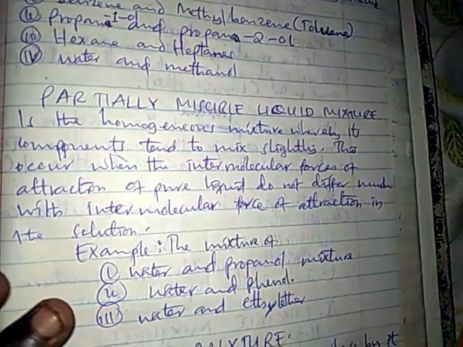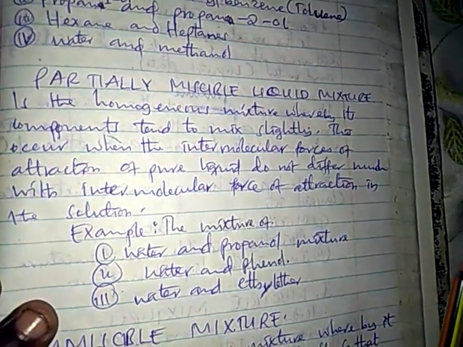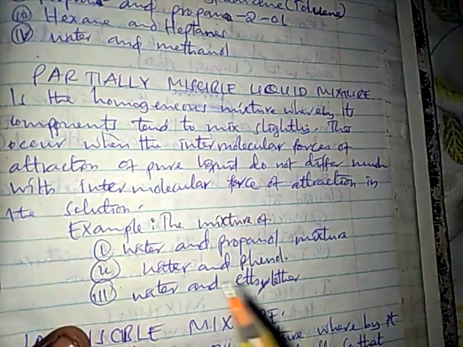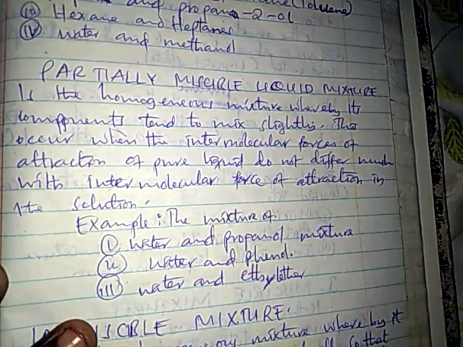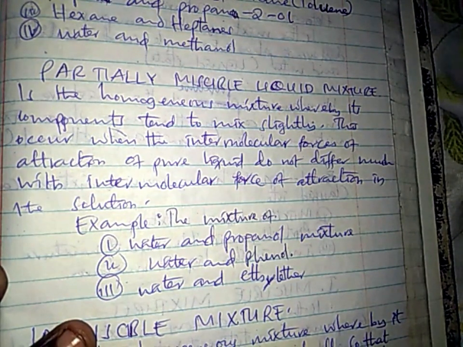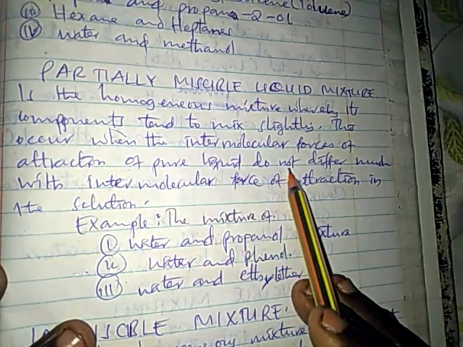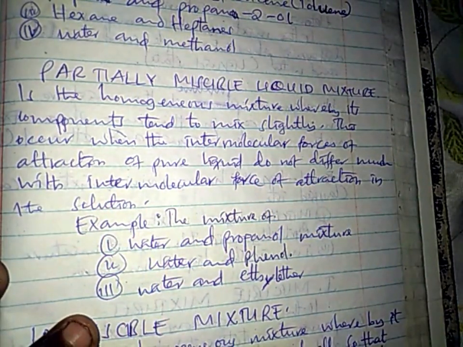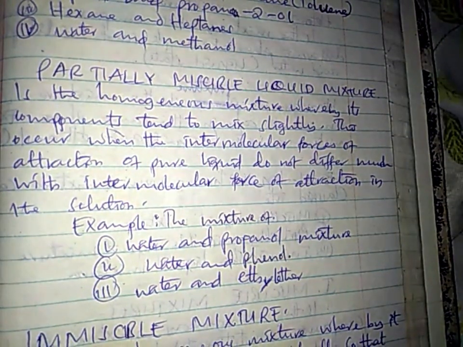And then let's move to the partially miscible liquid mixture. This is a homogeneous mixture whereby its components tend to mix slightly. And again, the reason behind it is intermolecular forces. If they are mixing slightly, it means there is a slight difference in the intermolecular forces. This occurs when the intermolecular force of attraction of pure liquids does not differ much from the intermolecular force of attraction in the solution. There is a difference, but they do not differ much.